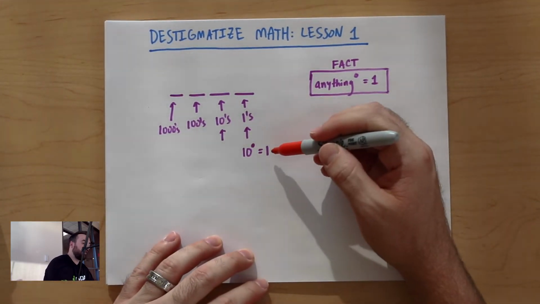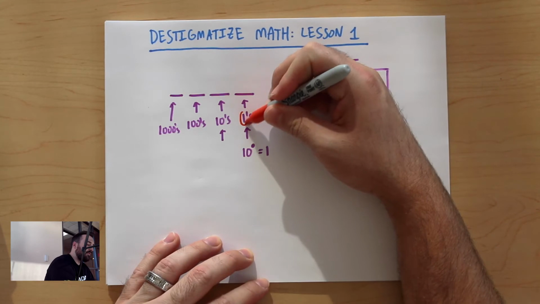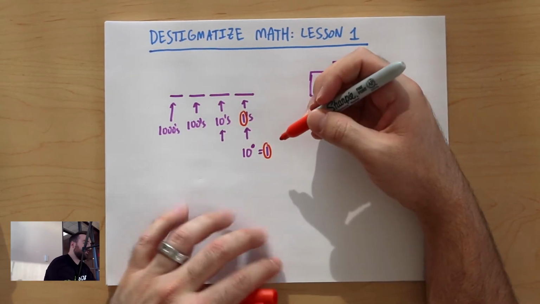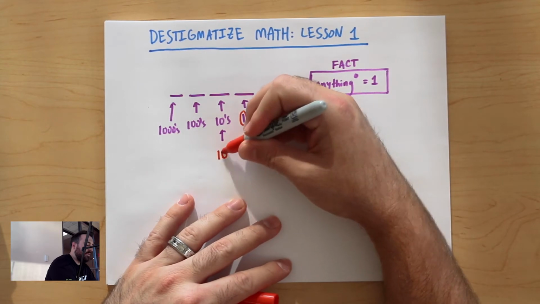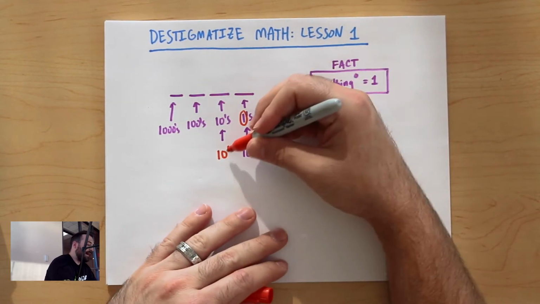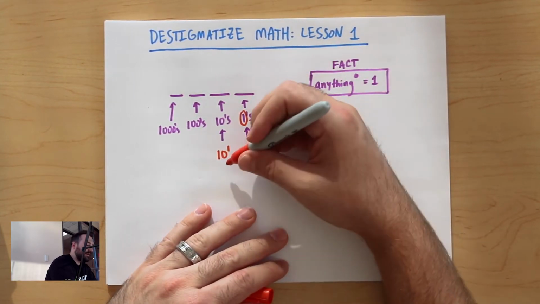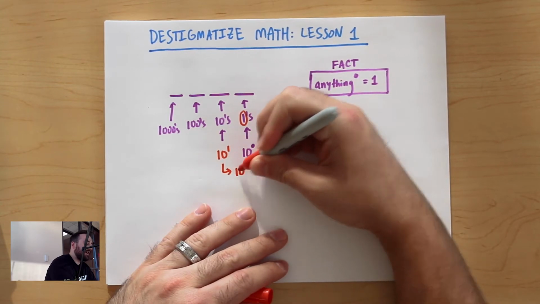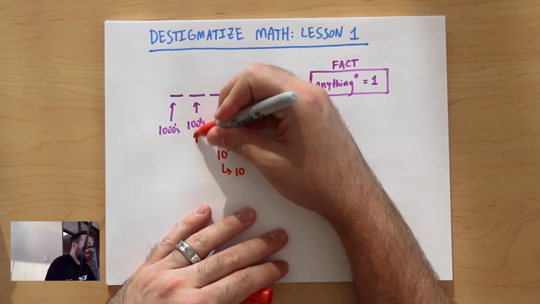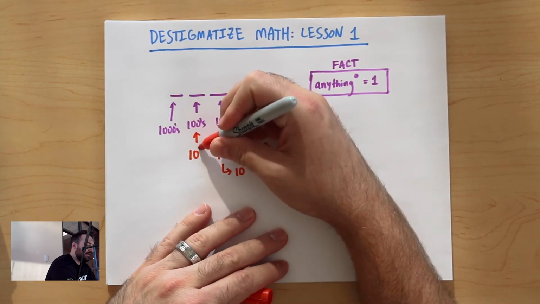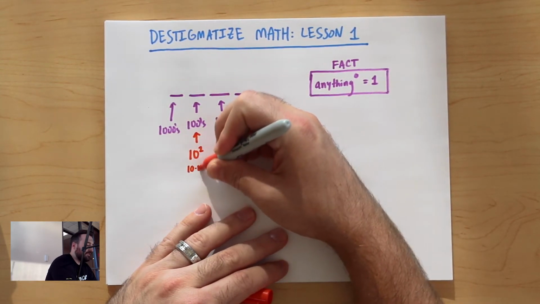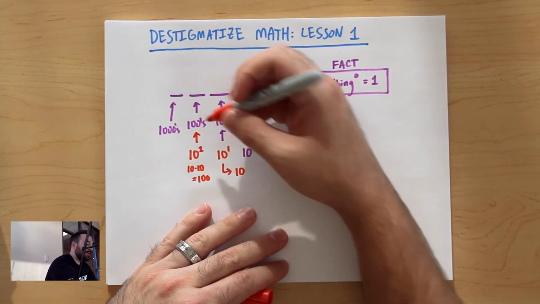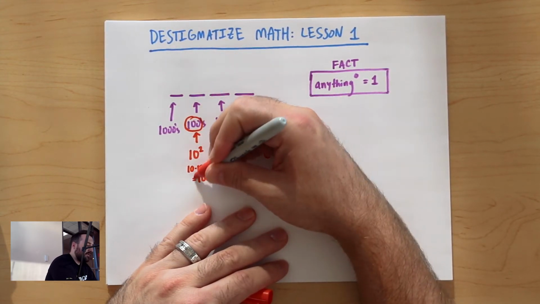10 to the 0 is 1, so that's where the ones place comes from. The tens place comes from this next place being 10 to the 1 power. 10 to the power 1 is just 10, right? I think everyone's comfortable with that. 10 squared is the next place, and that's 10 to the power 2, which is just 10 times 10, which gives us 100, and that's where we get our hundreds place.